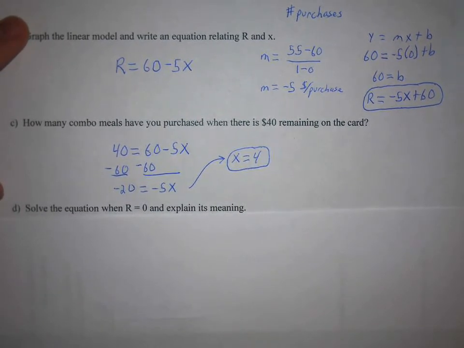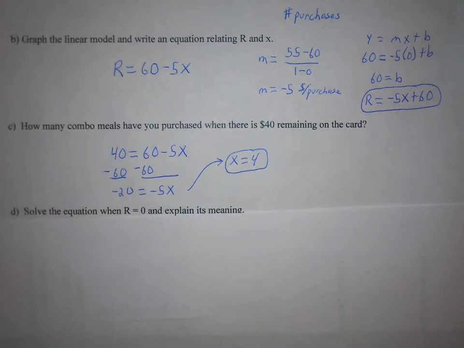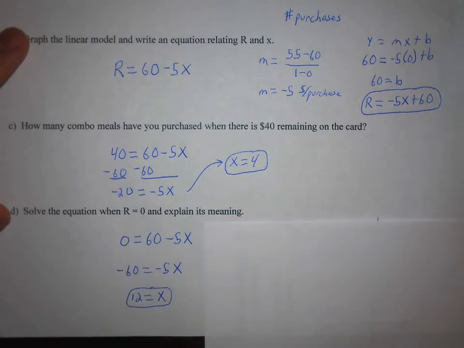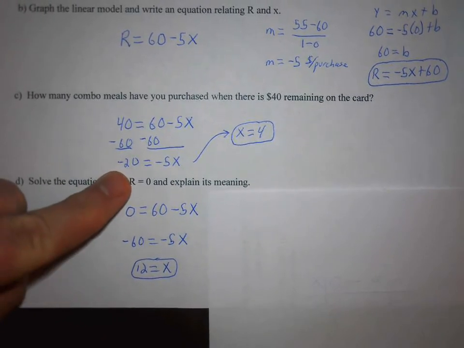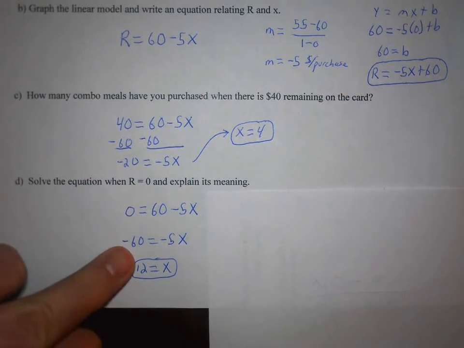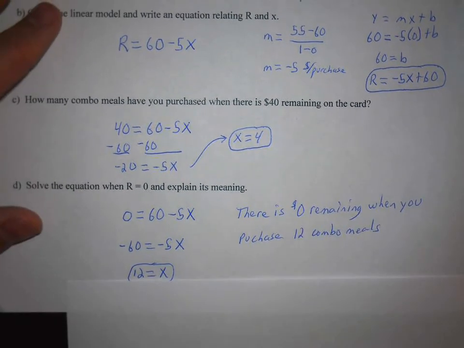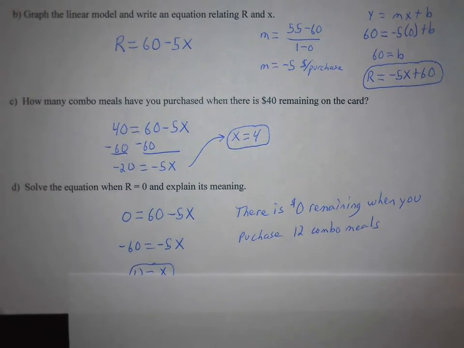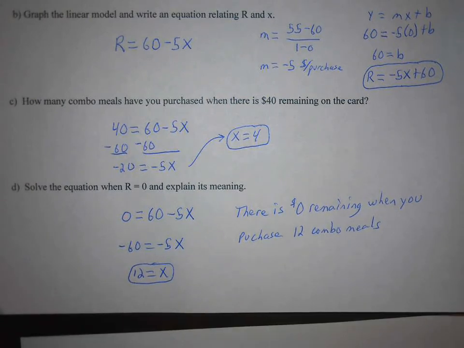And then solve the equation when R equals 0 and explain its meaning. So when R equals 0, instead of the 40 here, you're going to put in 0. And you solve that to get 12. When R equals 0, that means there's 0 remaining. And X is the number of combo meals you bought. So there's $0 remaining when you purchase 12 combo meals. So that's how you write the equation of a linear model given a point and a slope.